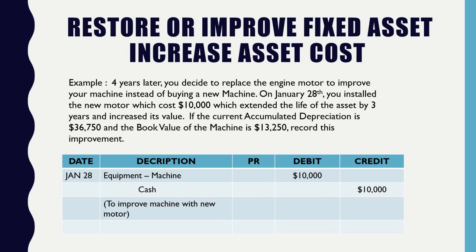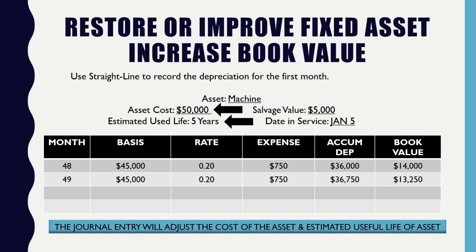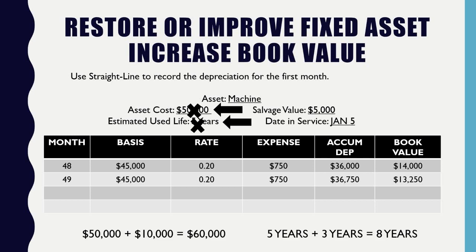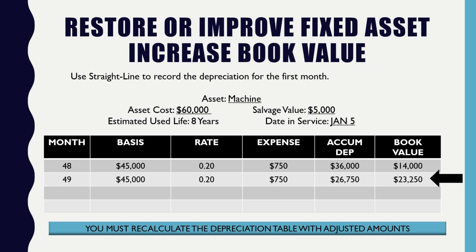And how does this affect my depreciation? This one is where you're going to have to go back and modify everything, because right now my asset cost is $50,000. You just increased it by $10,000 more, and it also increased its life by 3 extra years. So you're going to replace these two numbers and plug it in. Instead of my asset cost being 50,000, it's now 60,000. And my asset life was 5 years, now it's extended to 8 years.